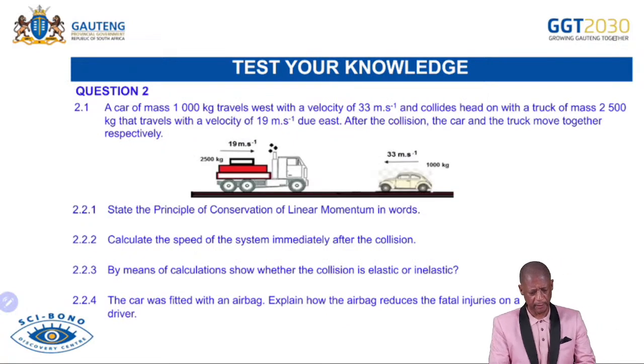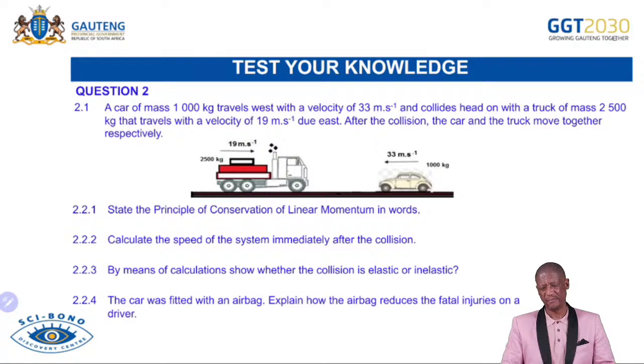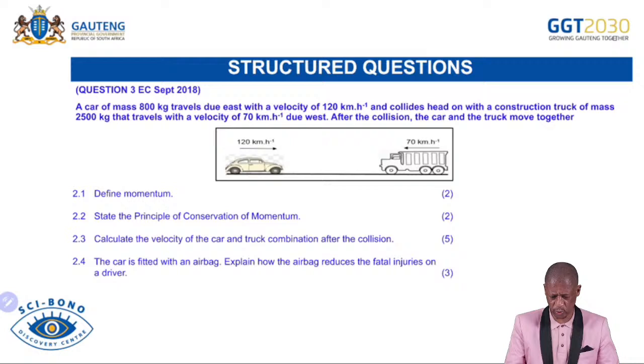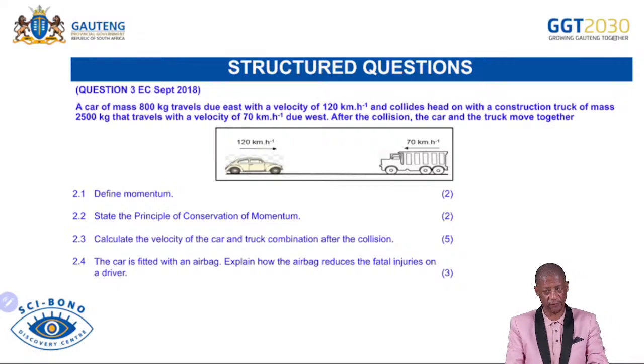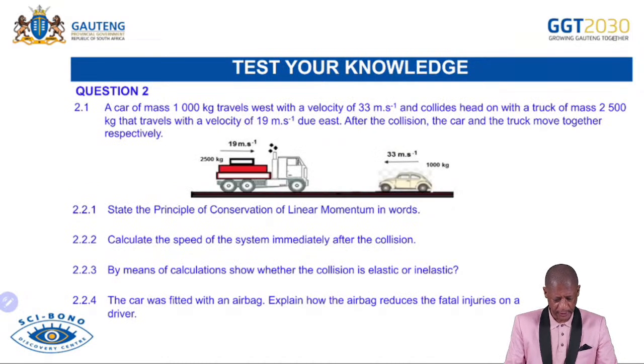So these are the questions that I want you to do at home. They give you knowledge. You test yourself all the time. These are the structured questions. These are from the exam. They are doing the same as we did. They want the principle of conservation of linear momentum, then calculate the speed in the system, and then by means of calculation show that it is elastic or inelastic, which is what we have done. Explain the airbag, what you have done.